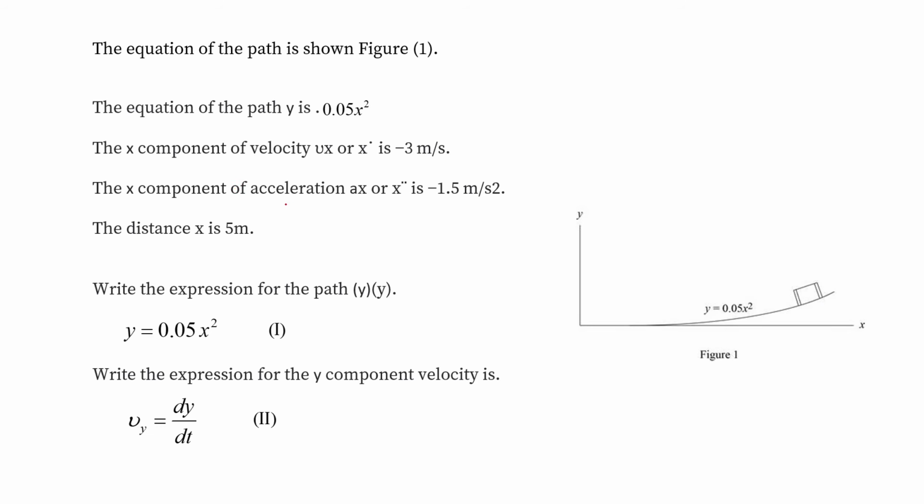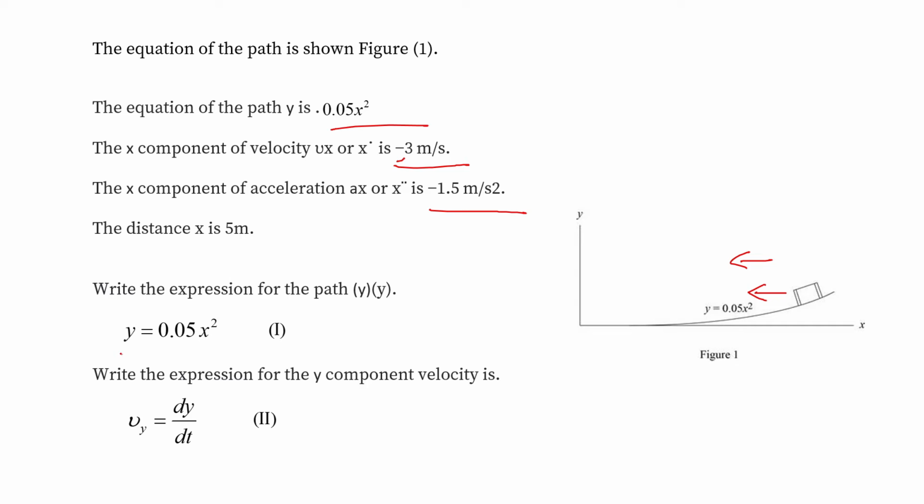Let's see what's given to us. As per the given data, we can see that the path equation is given to us where we can write y equal to 0.05 x square, and the x component of velocity is given to us, which is x dash, which is minus 3 meter per second. This negative sign indicates that the particle is having velocity in x direction towards left, and the x component of acceleration is given to us, which is 1.5 meter per second square. It also denotes that this particle is having acceleration in minus x direction.